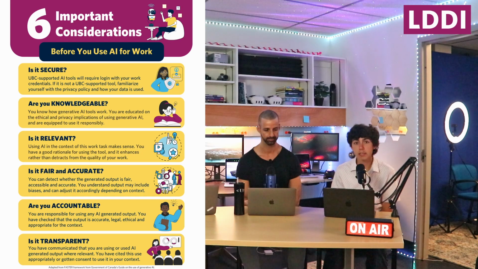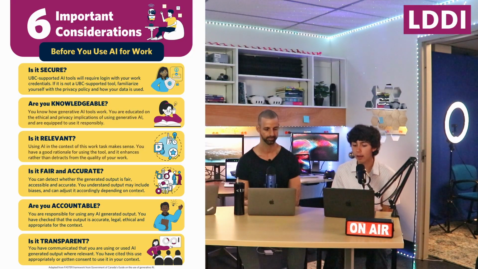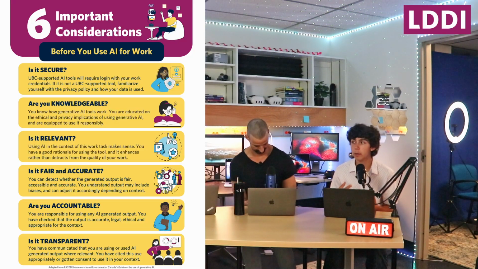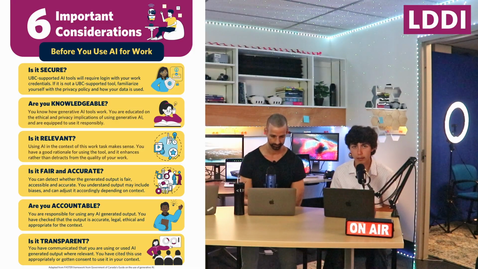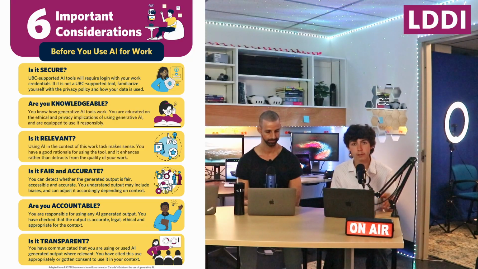Then you want to ask, is it relevant? So how should I be using this tool? How should I be prompting it? And Bremen, you're going to talk about that. And then, is it fair and accurate? Is the data I'm getting back correct? Could it be wrong? And again, Bremen's going to talk about conversing with AI. And then lastly, are you accountable? And is it transparent? And these kind of go together.